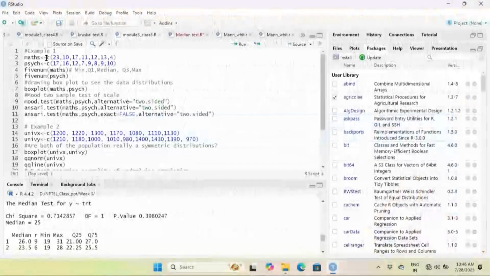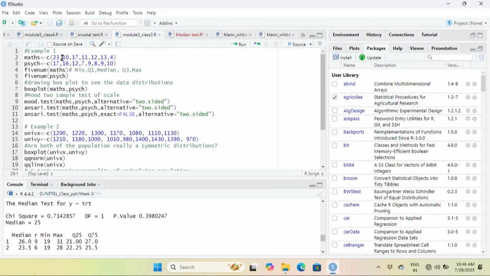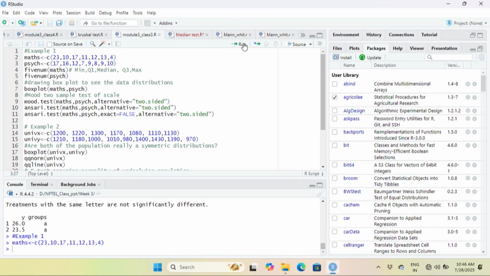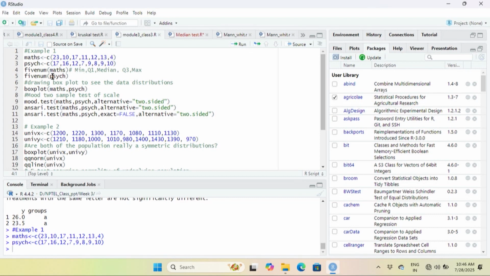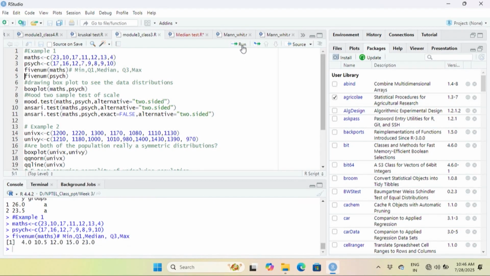Okay. Example 1: 23, 10, 17, 11, 12, 13 and 4. So maths students' records are like that. Psychology students' records are like that. Let me run this. You can figure out the median. I have already mentioned the median of the maths students, but if you go for the five number summary, fivenum, that is the syntax you have to use. You can see that the minimum is 4. Look at the console. Minimum is 4.